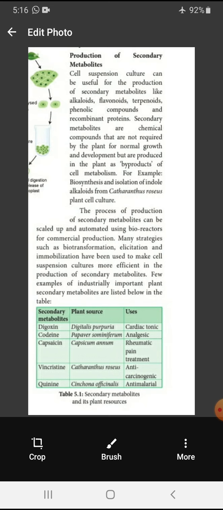This is important for one-word as well as two-mark questions. So name the secondary metabolites and their uses. Digoxin, obtained from Digitalis purpurea, used as a cardiac tonic. Codeine, Papaver somniferum, analgesic. Capsaicin, Capsicum annuum, rheumatic pain treatment. Vincristine, Catharanthus roseus, anti-carcinogenic. Quinine, Cinchona officinalis, anti-malarial.